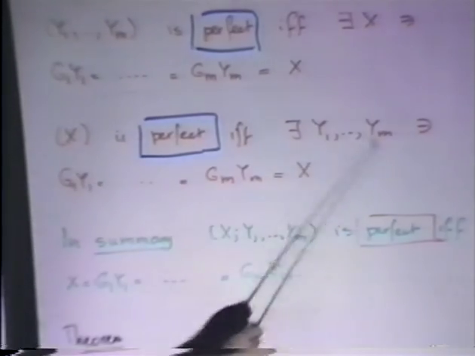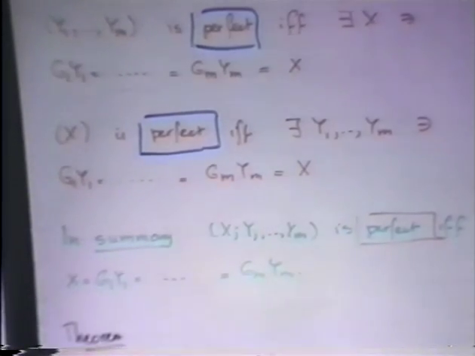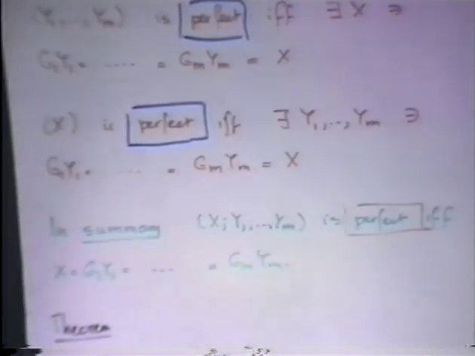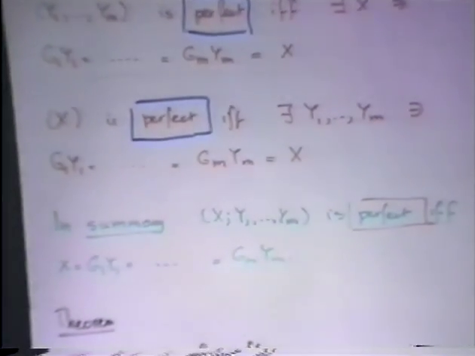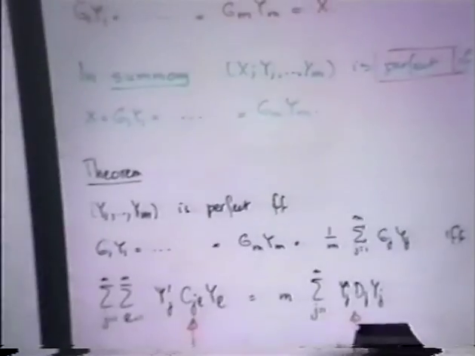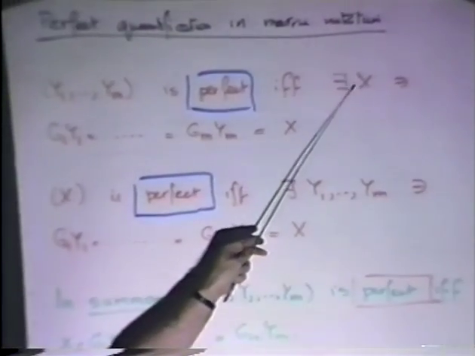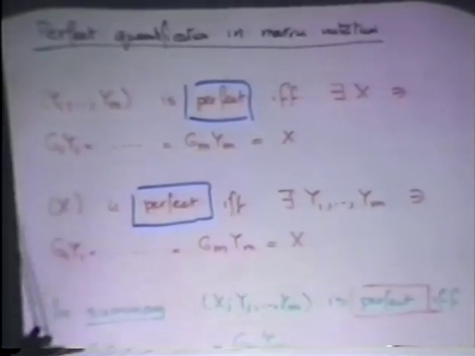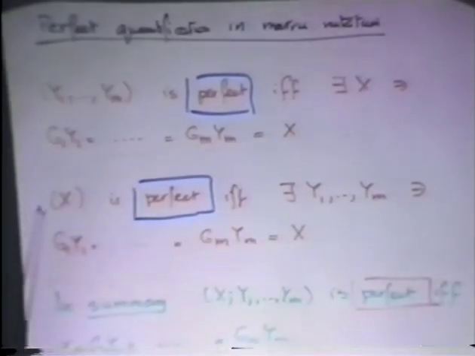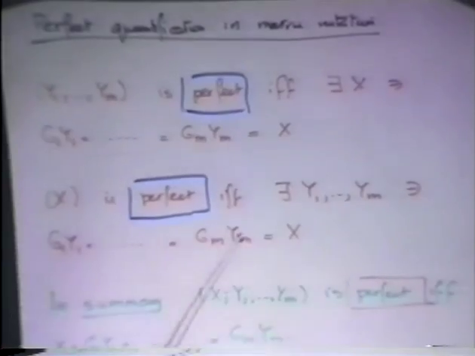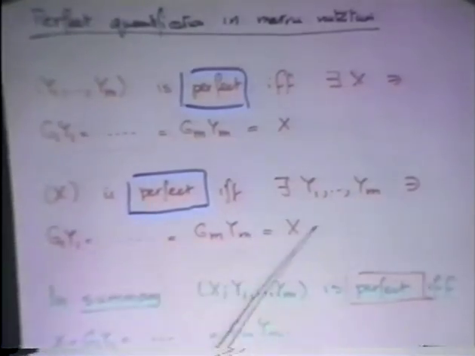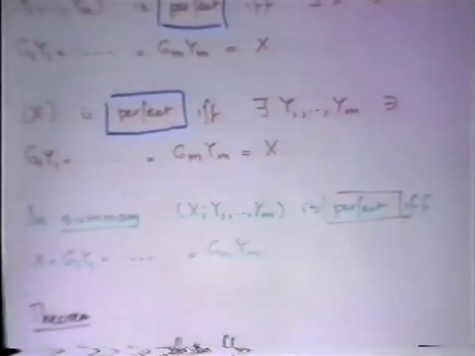But there's a dual definition of perfect quantification of the objects. It looks exactly the same, but here the requirement is that there exists a corresponding system of object scores such that this equation is true. And here you define x to be perfect if there exists a corresponding system of category quantifications such that exactly the same relationship is true.